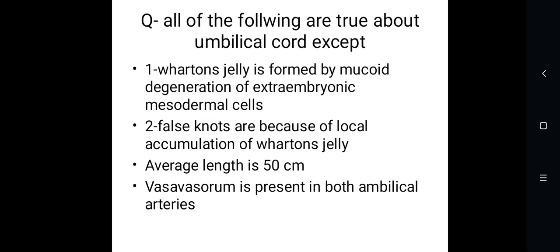Vasa vasorum is present in both umbilical arteries. This is the wrong option. In the previous lecture, please go through the theoretical detail before attempting this video of MCQ. Vasa vasorum is absent in the umbilical arteries and veins.